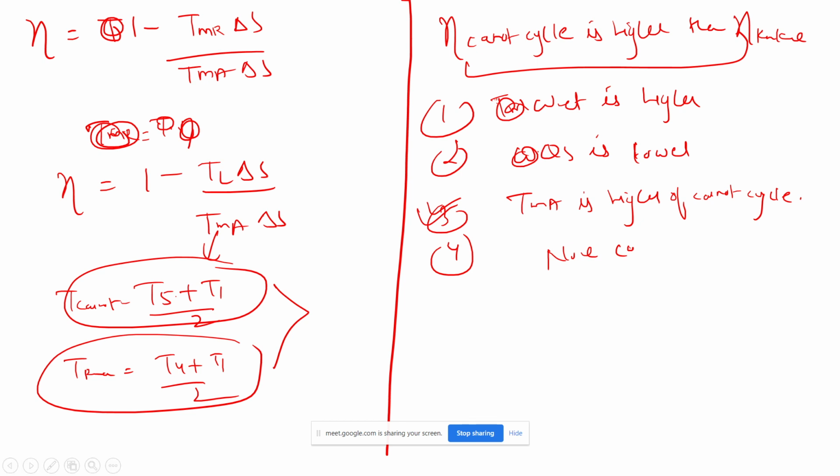The area under that curve basically represents the network output. So the area of that curve represents how much work is being done. It won't represent the efficiency of the cycle. For work done we can use that area, but for efficiency we have to calculate the mean temperature of heat addition. Okay, so the efficiency doesn't depend on the area under the curve.